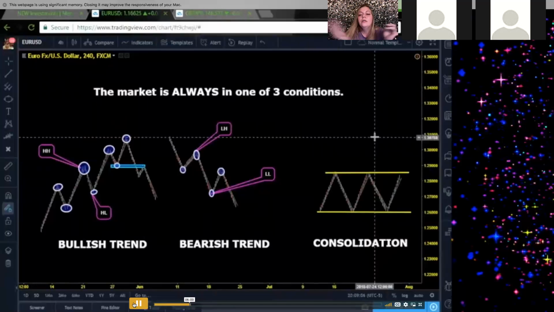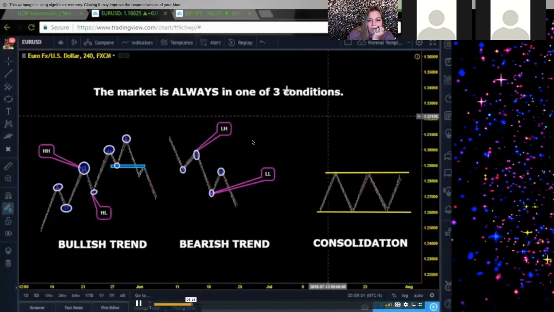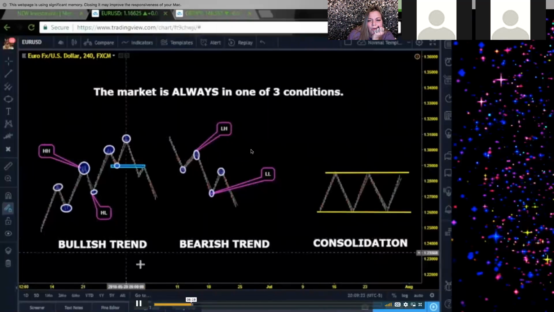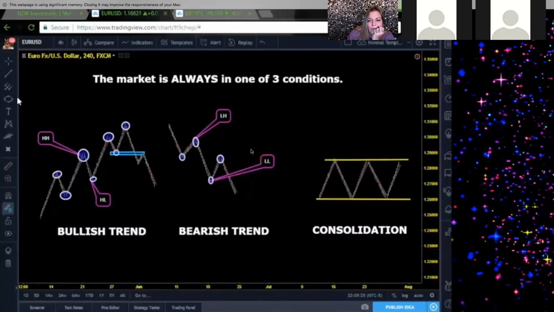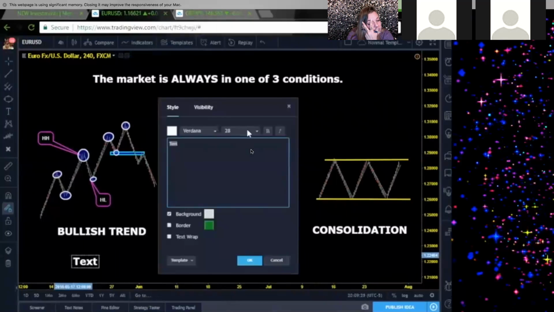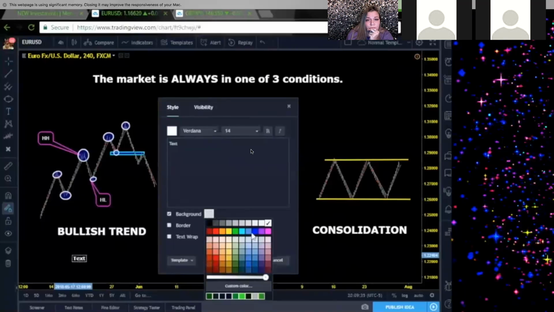Now, why is that important? It's important because if you can open up a chart and simply identify which one of these conditions we are in at the given time, you will know what kind of trades you should be looking to take. So write this down, guys. If we are in a bullish trend, let's write this down here. Let's make it a little smaller. And let's make it, I don't know, let's make it blue.